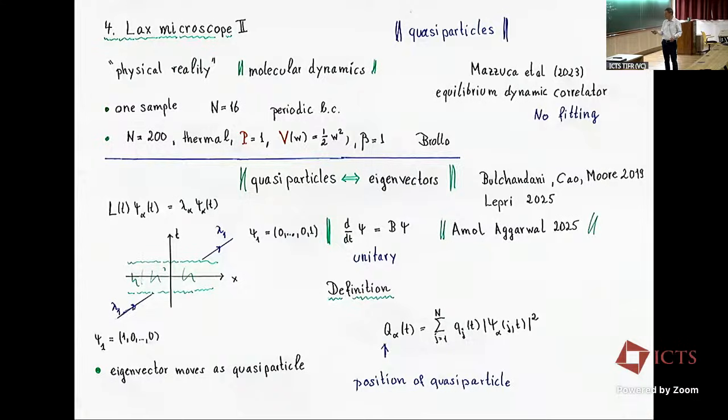These eigenvectors are in label space, but now I want to go to physical space. So I'm simply saying that the quasi-particle is sitting on each particle with this particular weight, which is just a square. If you do quantum mechanics, it looks quite familiar. It's just the square of the eigenvector.